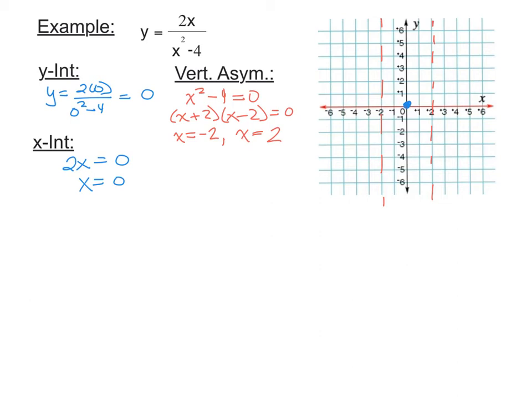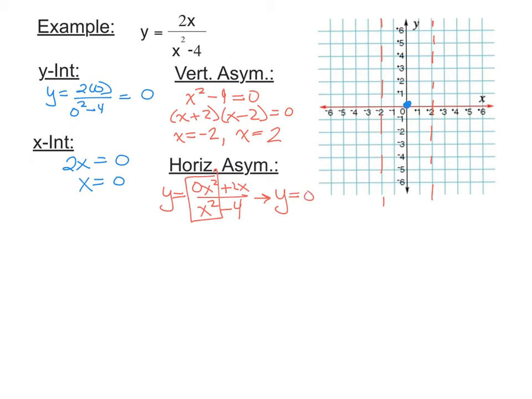We still have to find the horizontal asymptote. Now, because the degree of the numerator is 1 and the degree of the denominator is 2, we could think about this as 0x squared plus 2x over x squared minus 4, and then only worry about these leading terms, which means our horizontal asymptote is going to be the line y equals 0. So we need a horizontal dotted line lying on the x-axis. So we've got all of our important stuff here.